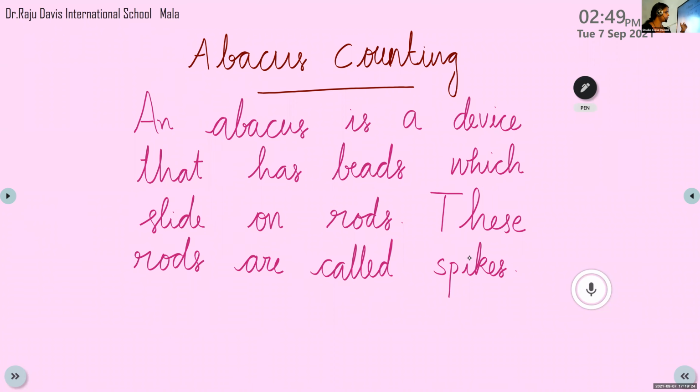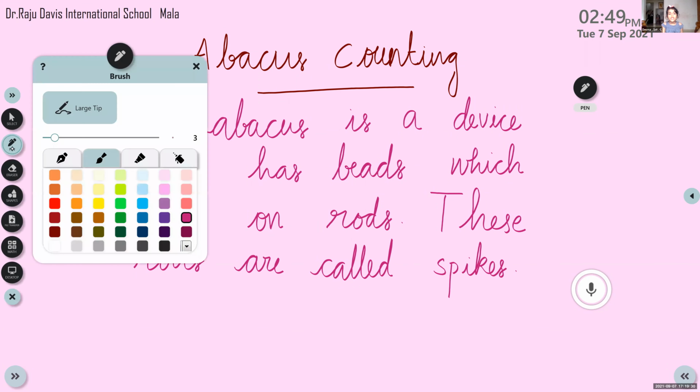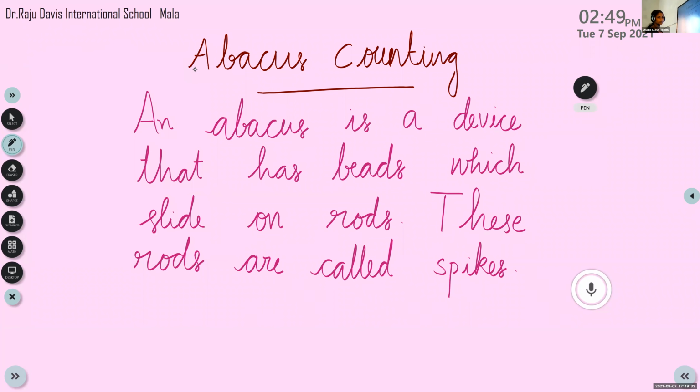Devana, please read this. An abacus is a device that has beads which slide on rods. These rods are called spikes.